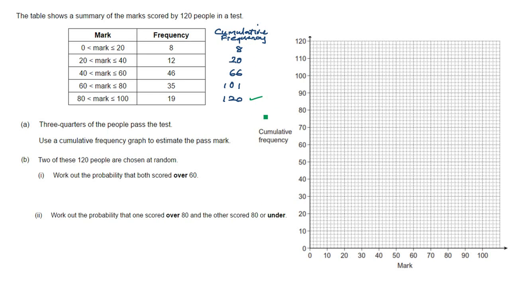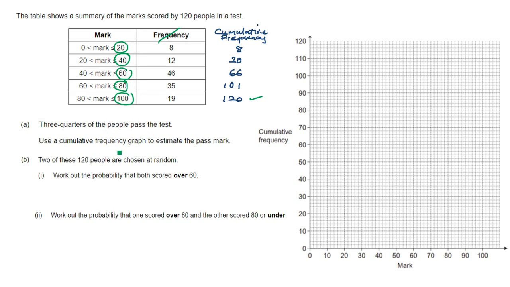When we plot on the cumulative frequency graph, we're no longer looking at the frequency column, we're looking at this one. And remember, because it's cumulative, we're not taking an average between 0 and 20 in this class interval. We're looking at these values here. So it's going to be 20 against 8, 40 against 20, 60 against 66, 80 against 101, and 100 against 120. So now we're ready to draw our cumulative frequency graph. And we'll come back to this pass idea in one moment.